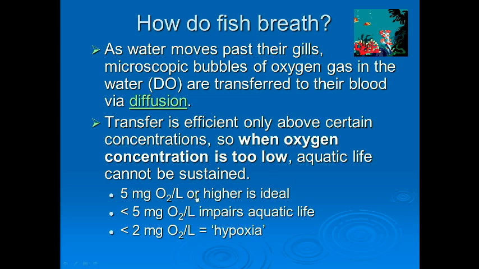Okay. 5 milligrams of oxygen per liter or higher is ideal. Less than 5 milligrams of oxygen per liter impairs life, and less than 2 milligrams leads to hypoxia. Hypoxia is a fancy word for suffocation.